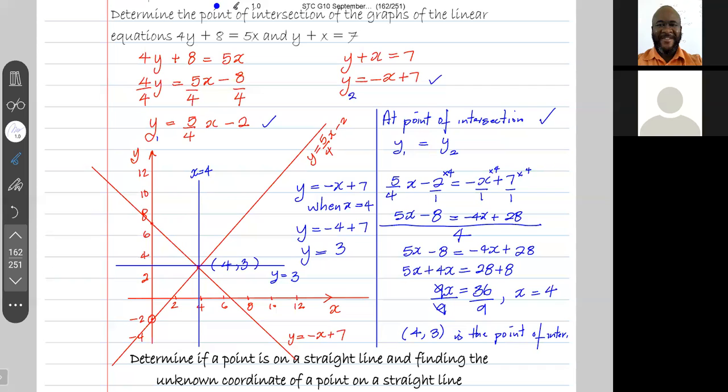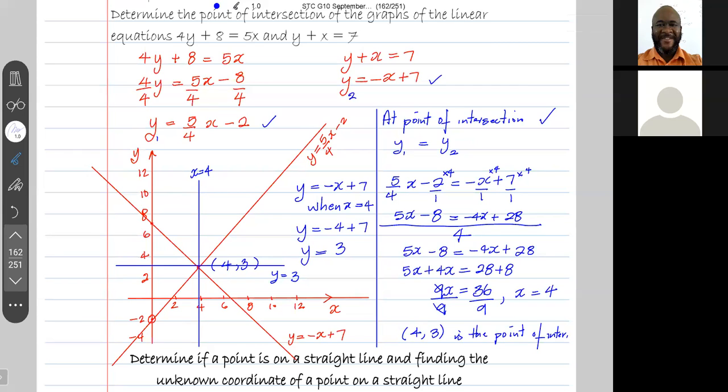All you need to do is first, make y the subject for the two equations. Second, use the fact that at the point of intersection, y1 is equal to y2. Use that to form an equation, then solve the equation to get the value of x at the point of intersection. Then lastly, substitute this value of x into any of the original equations to get the value for y. Once you have the value of x and the value of y, you have the coordinates of the point of intersection.